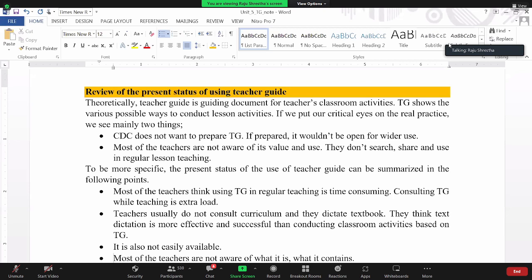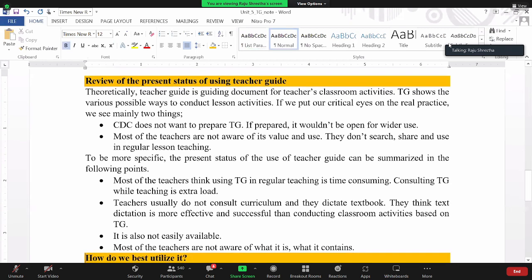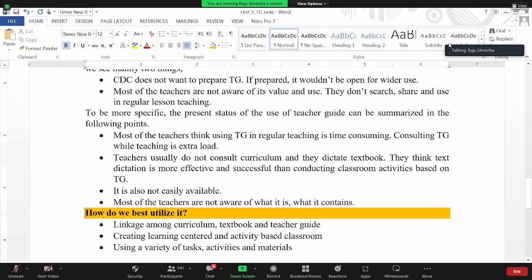TG is good, isn't it, to maintain standard, to support the teacher, to plan the everyday lesson, to systematize the whole teaching and learning process. So TG is important, we understand, but why don't we get it? So just reflect, review, and you can write this. So this is what you can get, and how best we can utilize it.